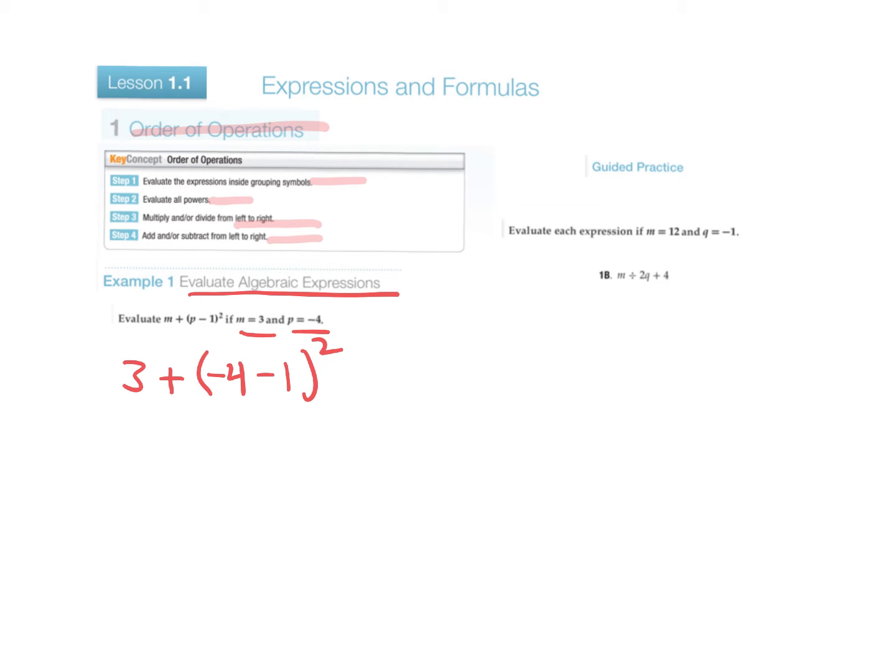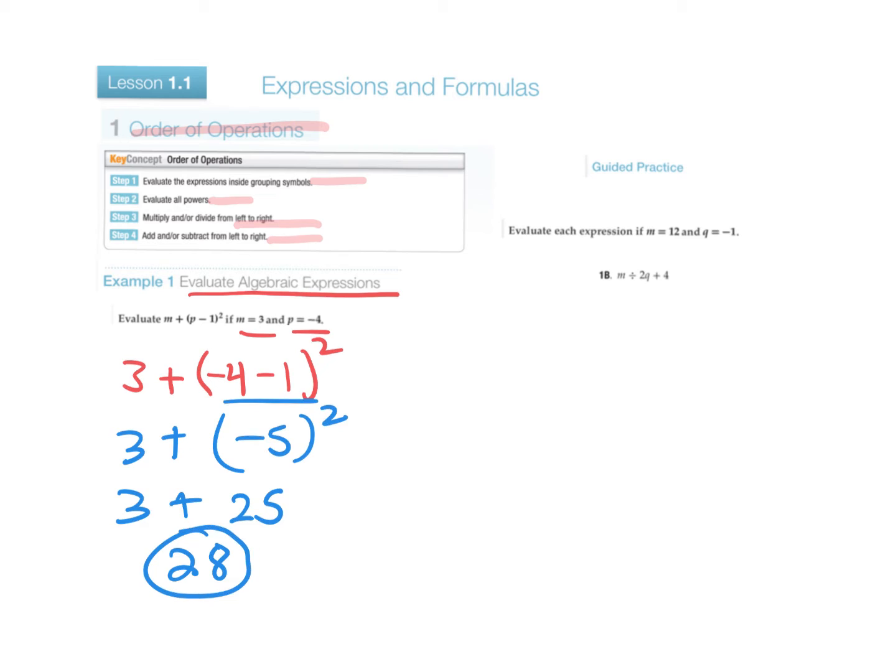So now I'm going to follow the order. First thing I want to do is any grouping symbol. So I'm going to do inside here first. So -4 minus 1 is a -5. Then the second thing I'm going to do is evaluate powers, so any exponent. So now I do the exponent, -5 squared. In your calculator, that's a 25. And then 3 plus 25, adding, would make us a 28. So I've evaluated the expression by substituting and then doing order of operation.